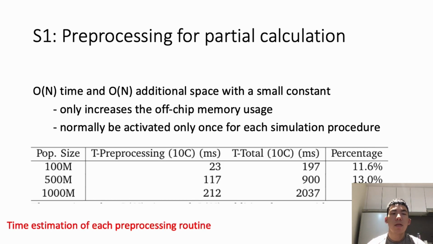The computational routine on the host program would only take O(N) time and O(N) additional space with a small constant, and it will only increase off-chip memory usage and normally be activated only once in each simulation procedure. We have also counted the percentage of the pre-processing computational routine compared to the whole simulation program. It has been proven that it will take only around 10% of the execution time, which means it will not increase the computational complexity dramatically.